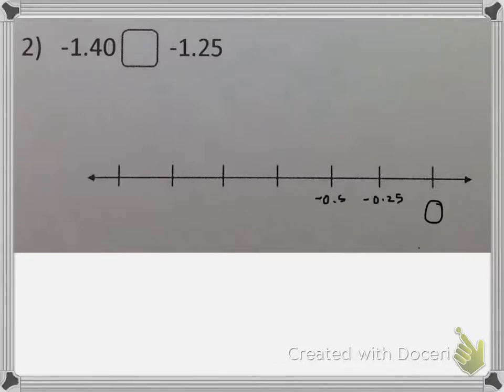That's negative 50/100. Negative 75/100. Negative 1. Negative 1 25/100, and negative 1 50/100. So I have my number line labeled. Now I need to graph my points. Negative 1 40/100 is going to be in between negative 1 25/100 and negative 1 50/100. So I'm going to probably put it right about there.